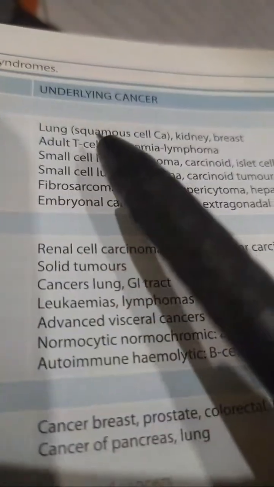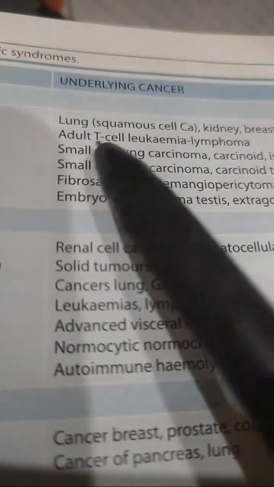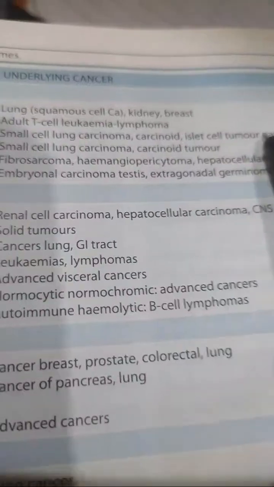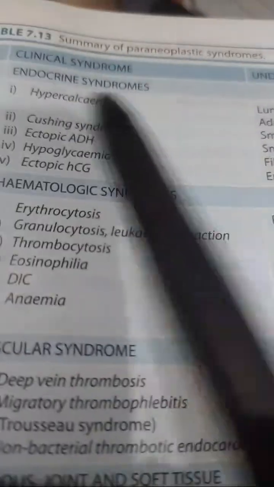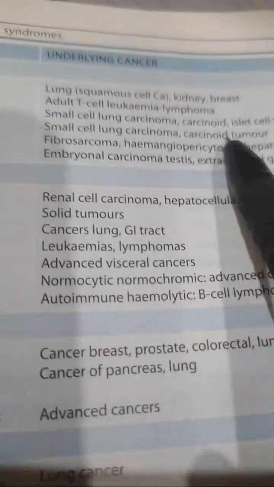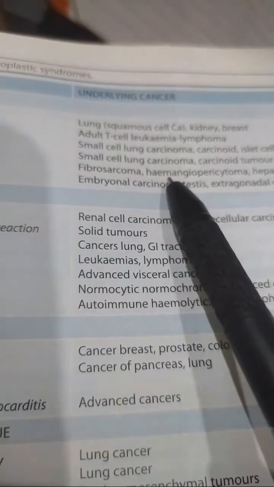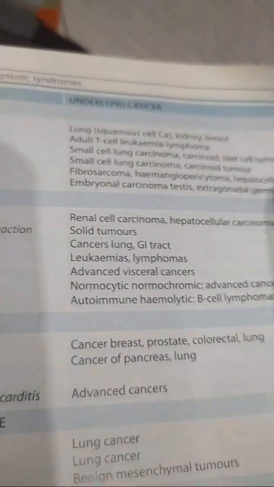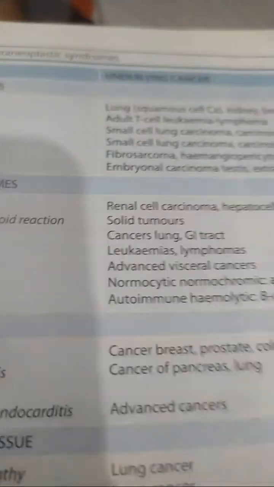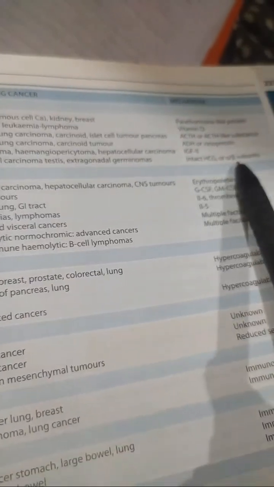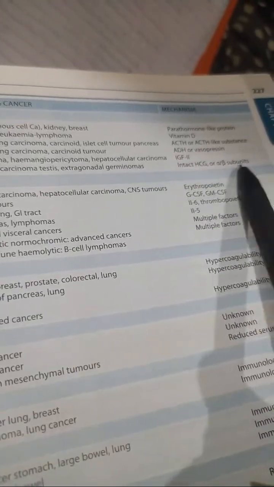Hypercalcemia: lung squamous cell carcinoma, kidney, breast, adult T cell leukemia, lymphoma. The next is Cushing syndrome: small cell lung carcinoma, carcinoid, islets of pancreas. Ectopic ADH: small cell lung carcinoma, carcinoid tumor. Hypoglycemia: insulin-like growth factor 2, fibrosarcoma, hepatocellular carcinoma. Ectopic HCG: embryonal carcinoma of testis and extragonadal germinomas, due to intact HCG or alpha or beta subunits.